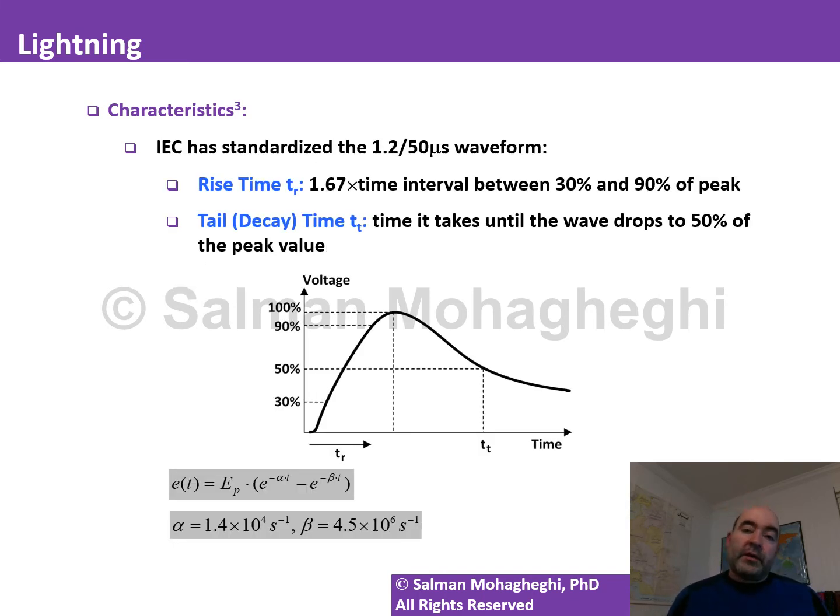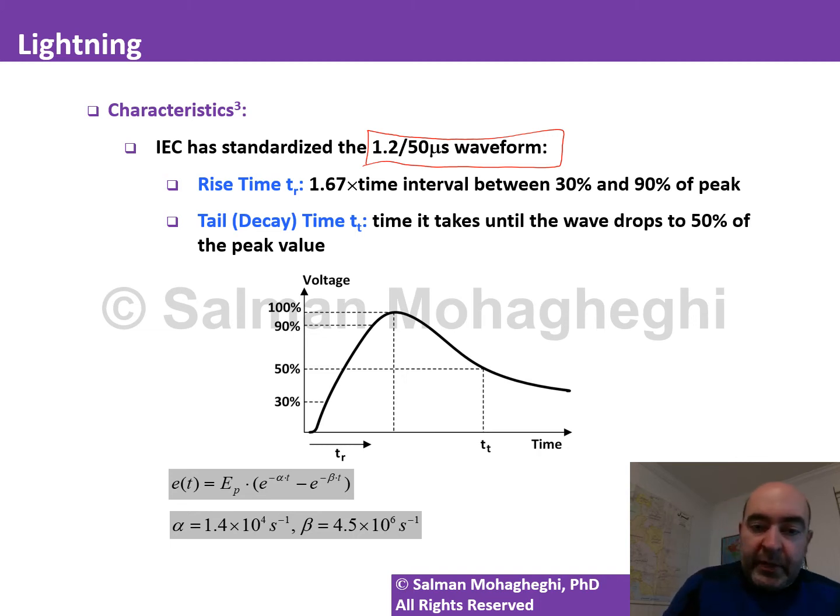Now, in order for us to test equipment in the lab, we have to simulate a lightning waveform. IEC has standardized this waveform, and this is known as 1.2/50 microsecond. And I want you to remember this because this is a very, very important waveform. The first number is the rise time. The rise time is defined as 1.67 times the interval between 30% of the peak and 90% of the peak.